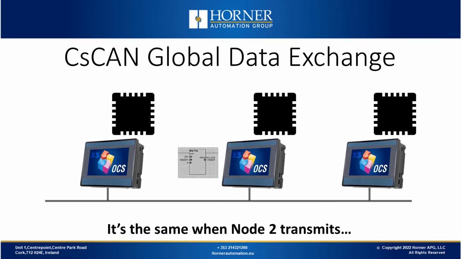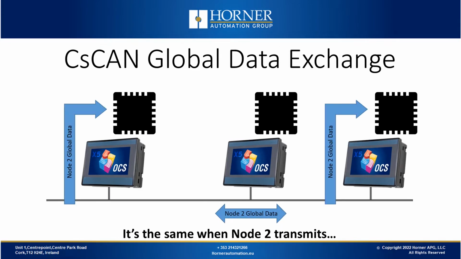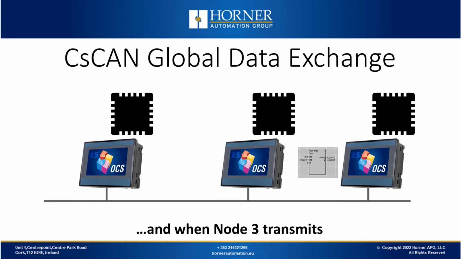When Node 2 needs to transmit data to the network, the same thing happens. It broadcasts global data to the network, and all the other OCSs on the CAN network copy it to their local memory, whether they're going to use it or not. The same thing happens with number 3.